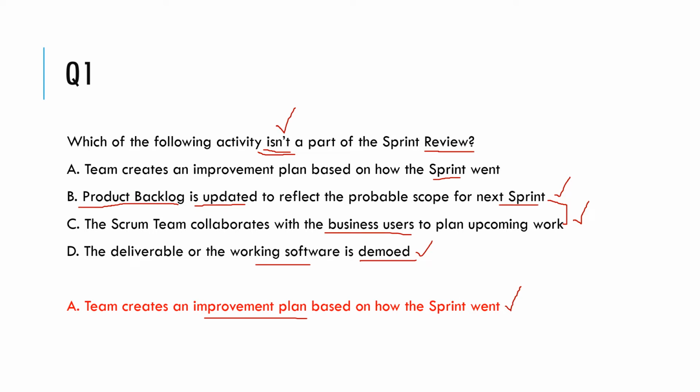But like I said, option A, this is not something which is part of the sprint review. Sprint review is not for looking back at what happened and what could have gone right and what went wrong and all that, right? That is what sprint retrospective is for. So correct option A.